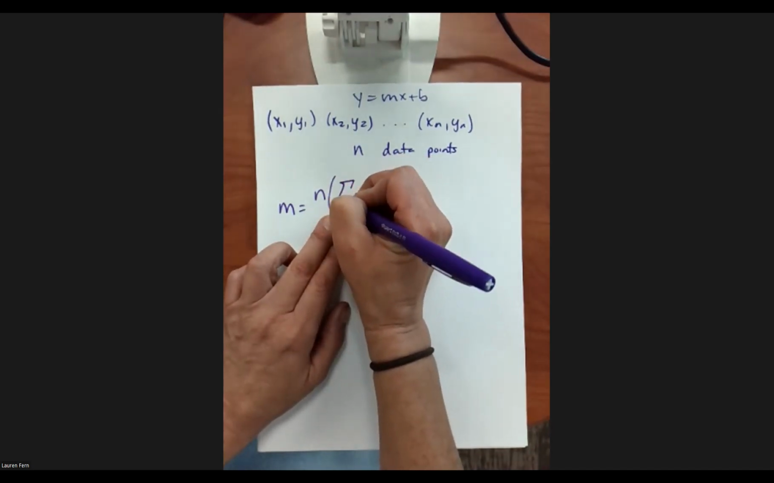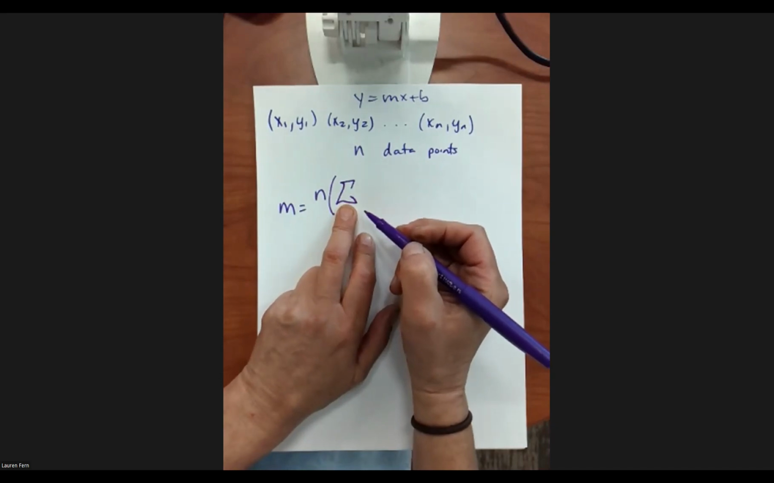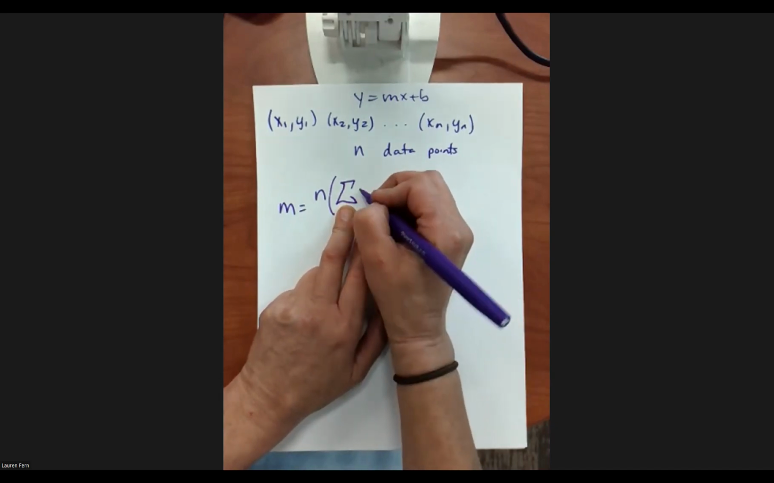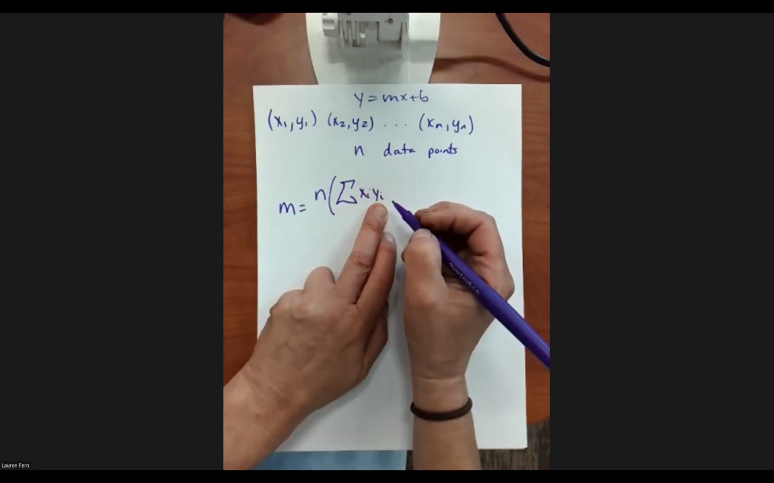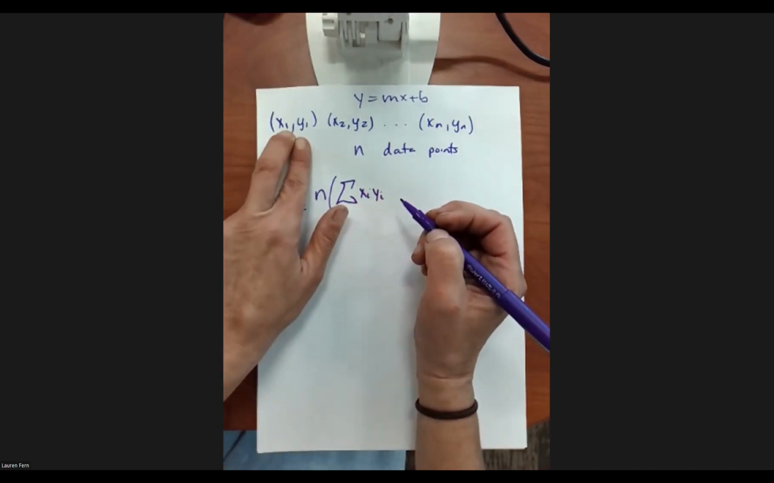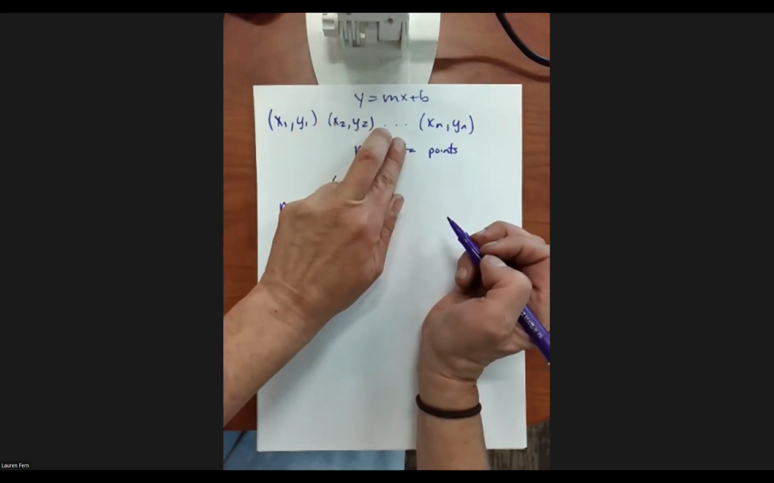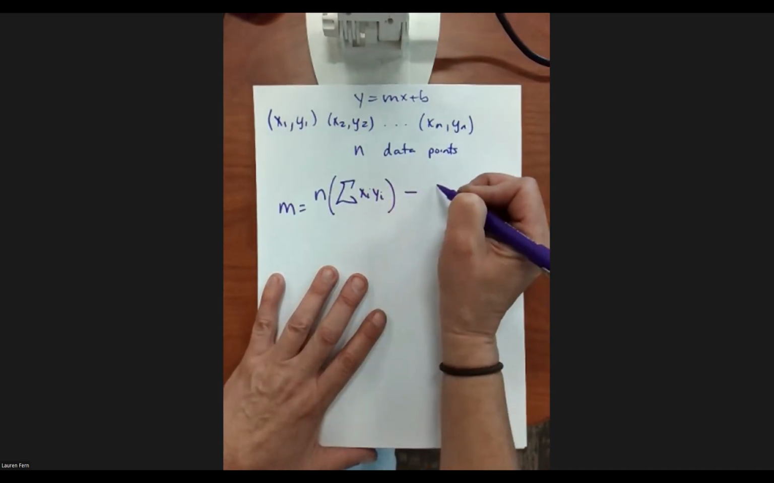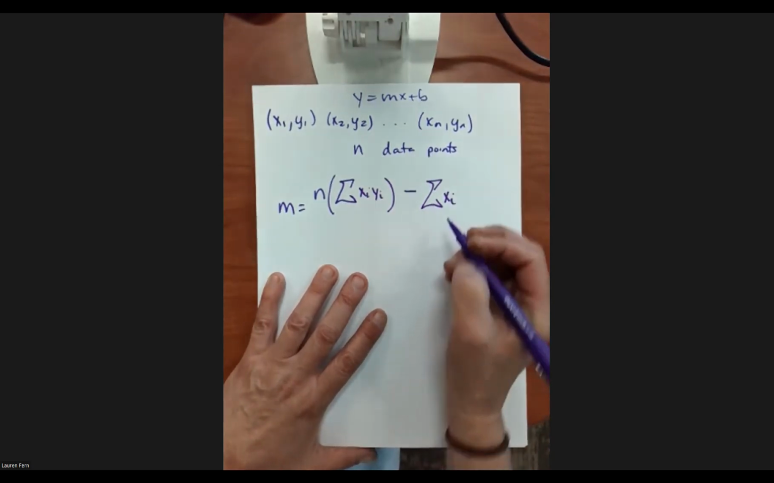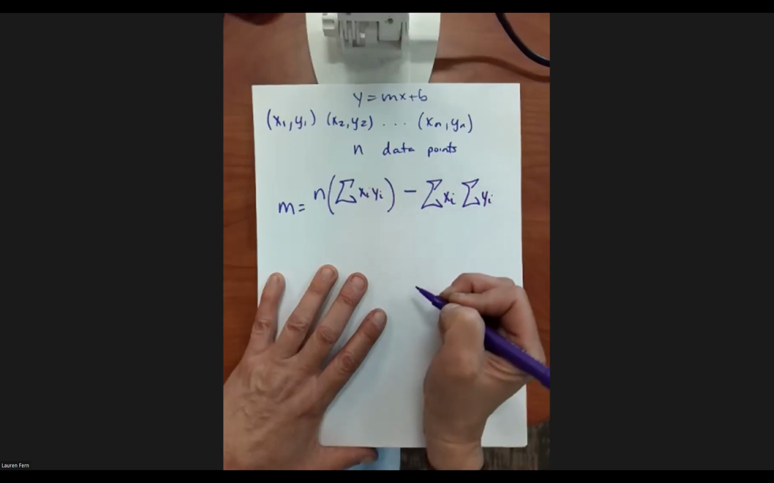Now this is a capital sigma. We use capital sigma to say that we're adding. And what we're adding is each x value times its corresponding y value. So x1 times y1 plus x2 times y2 plus x3 times y3 all the way down the line, minus the sum of all of your x values times the sum of all of your y values.